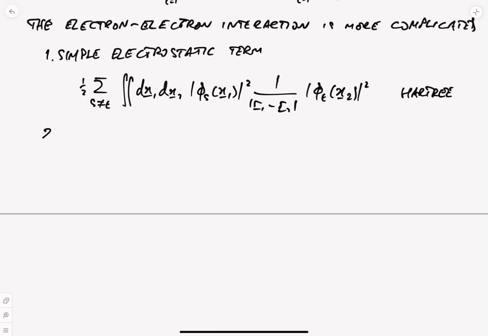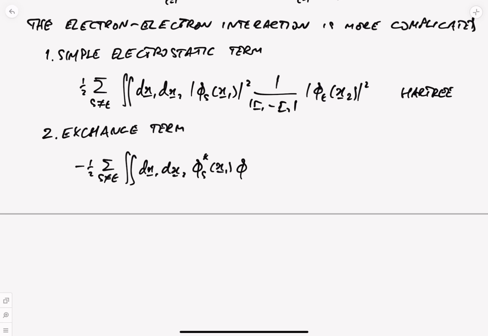The second term is where the quantum mechanics comes in, and this is an exchange term, and it is also more complex. It's also negative. You can show that just by thinking about permutations. So again, we have minus a half, s not equal to t. We have a double integral dx1 dx2, and now what we find is we have phi s star of x1 phi t of x1. Again, we have the electrostatic operator, 1 over r1 minus r2, and then we have phi s of x2 phi t star of x2.